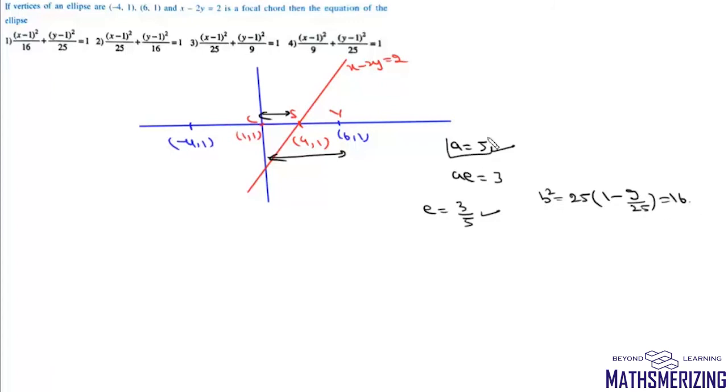Now once we have a and b, we can write the equation of this ellipse, but the center of this ellipse is at (1, 1). So we can write this equation as (x minus 1) square upon a square, which is 25, plus (y minus 1) square upon b square, which is 16, and it is equal to 1, and that's your option number B. (x minus 1) square upon 25 plus (y minus 1) square upon 16 equals 1.